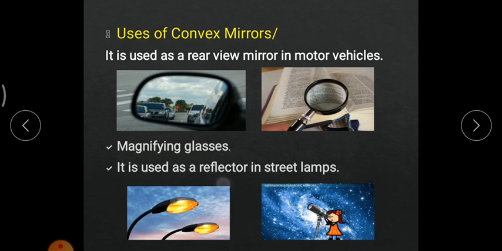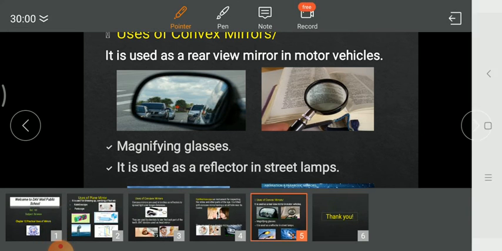It is used as a reflector in street lights. As you can see, a street light is there. In order for the light to travel a very wide distance, convex mirrors are used. And even in telescopes and all, astronomers use convex mirrors to see celestial objects. So these were certain uses of the convex mirror.